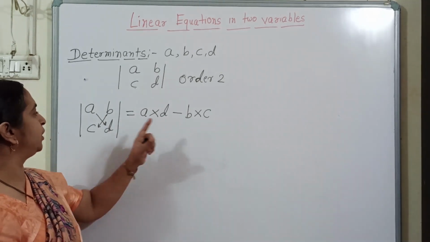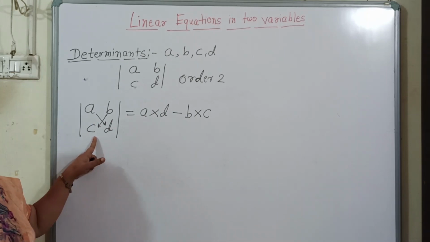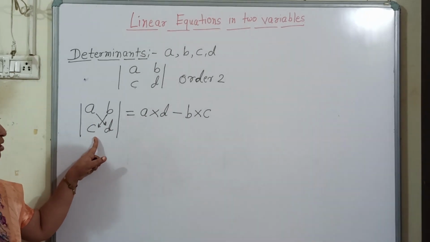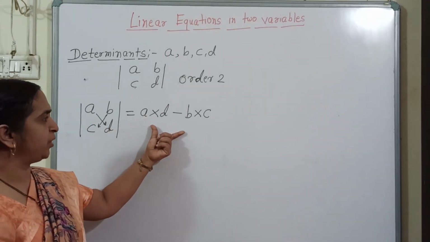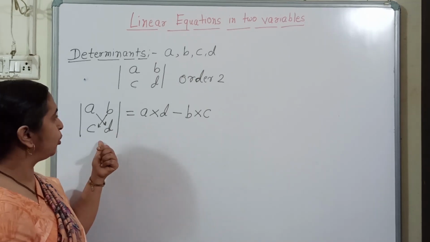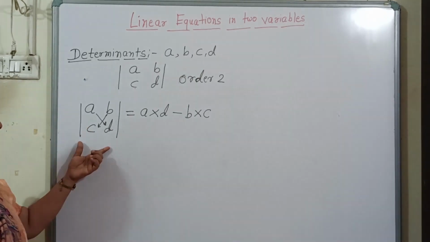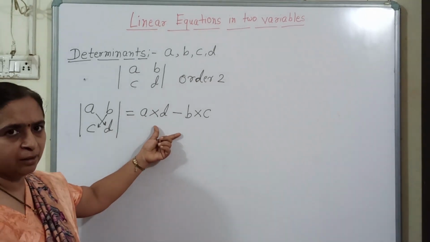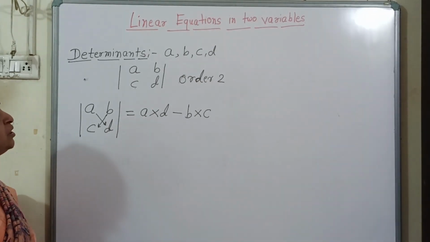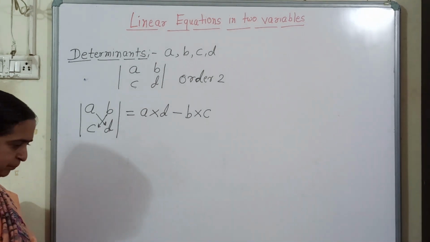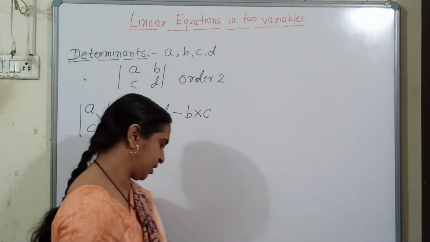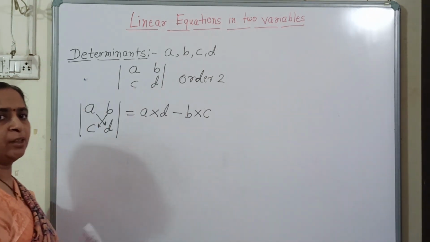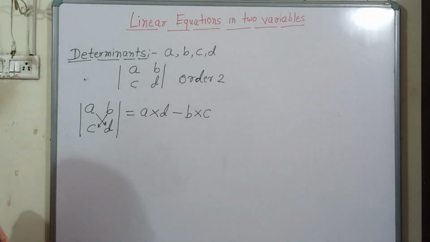In our example, A, B, C and D are all constant numbers, and obviously after simplifying this we get the value of this determinant. Means determinant is the arrangement, and if we use this formula we get its value. These determinants are useful while solving simultaneous equations. Now we try to find out the value of some determinants.